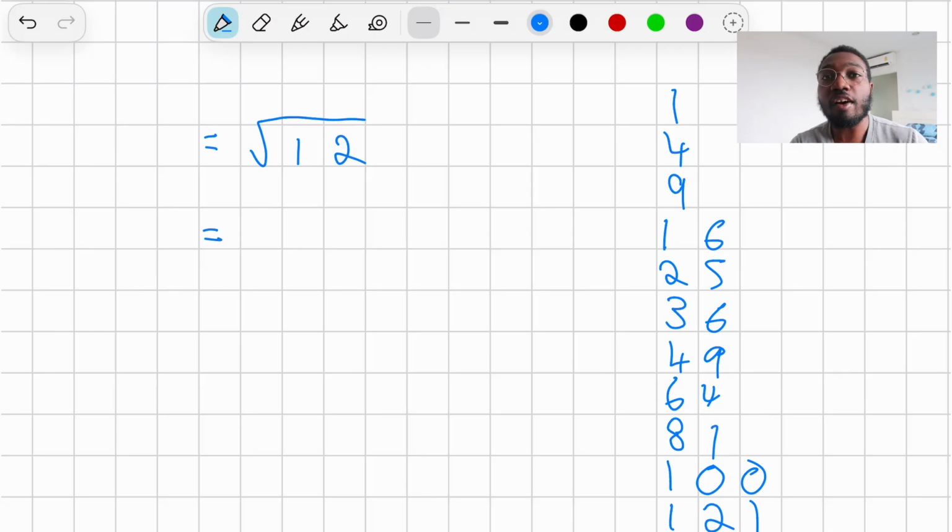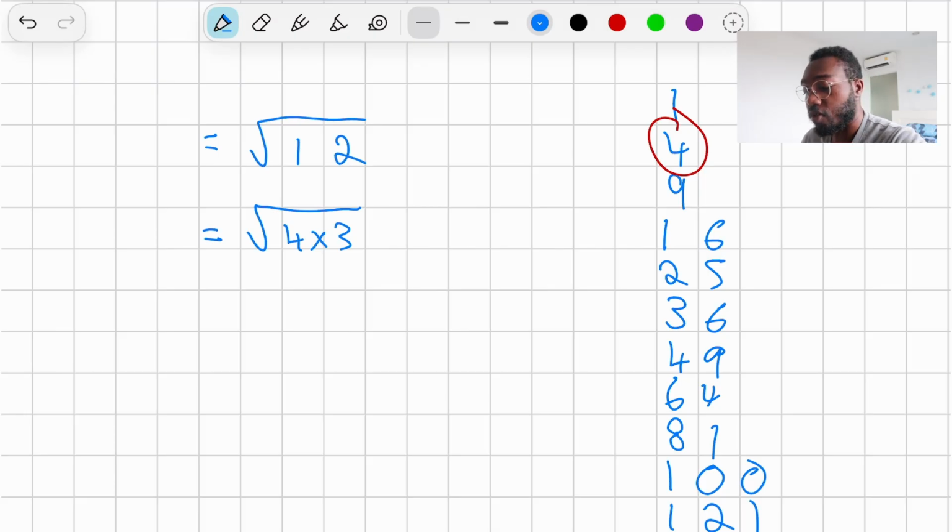So we need to figure out if 12 has any square number factors. So just go through the list. Okay, so factors of 12, well, 4, that is a factor of 12, and it's also a square number. So what does that mean? What can we do? Well, what we can do with this 12 is rewrite this as the square root of 4 times 3, okay?